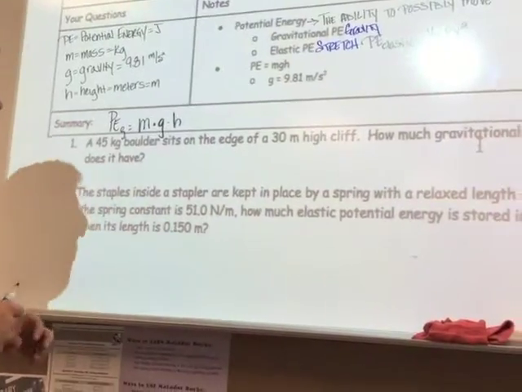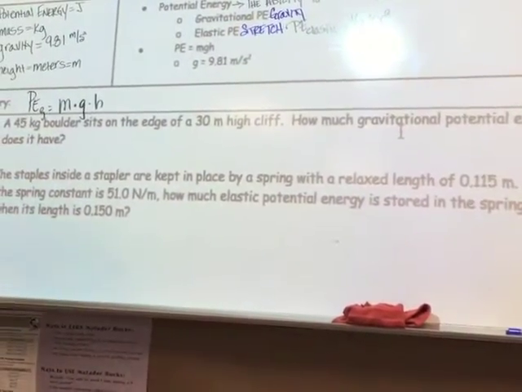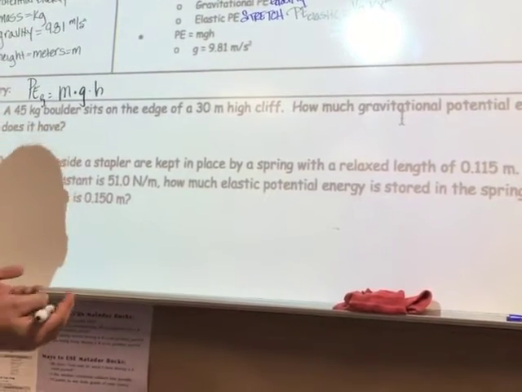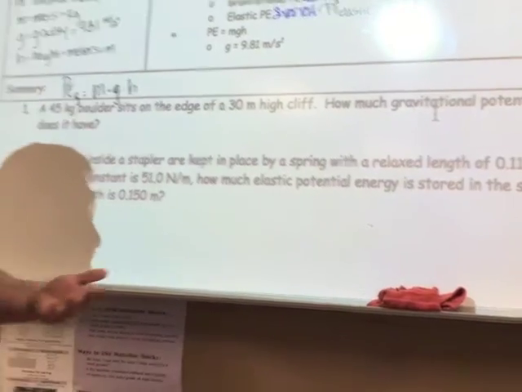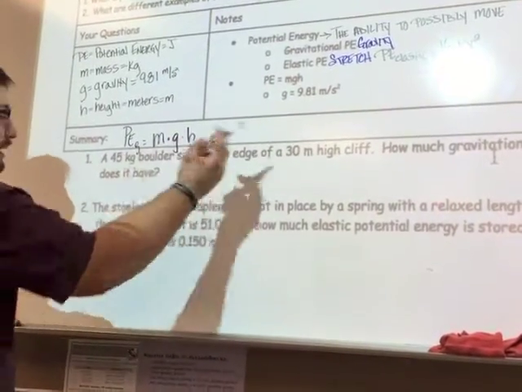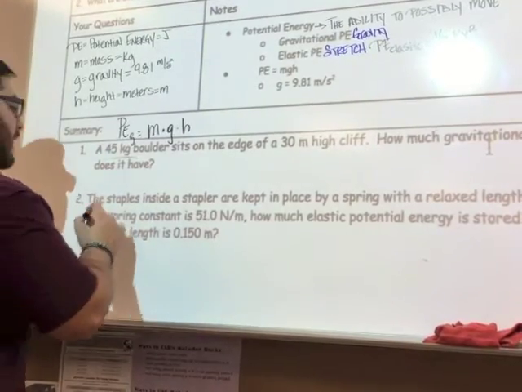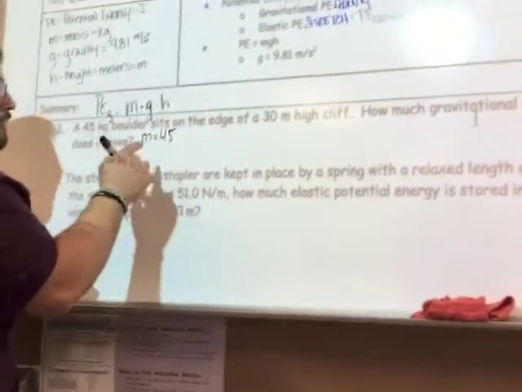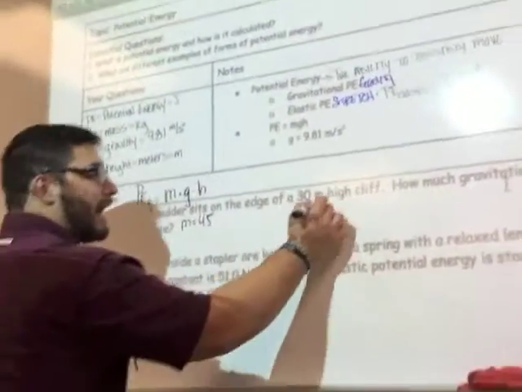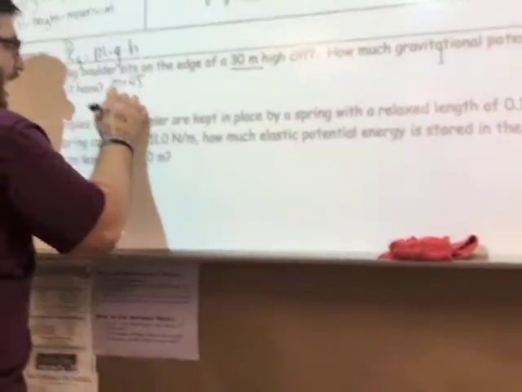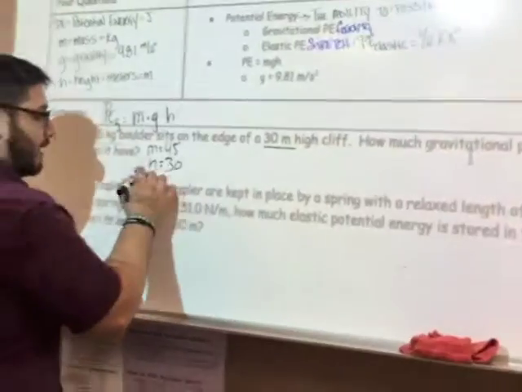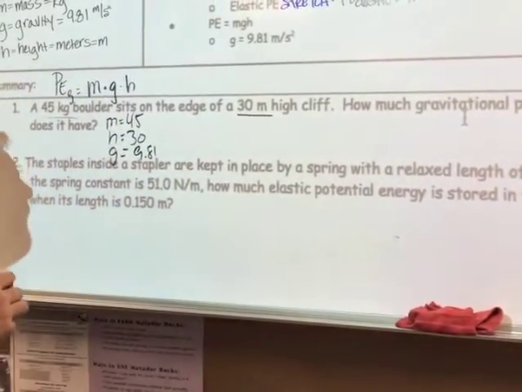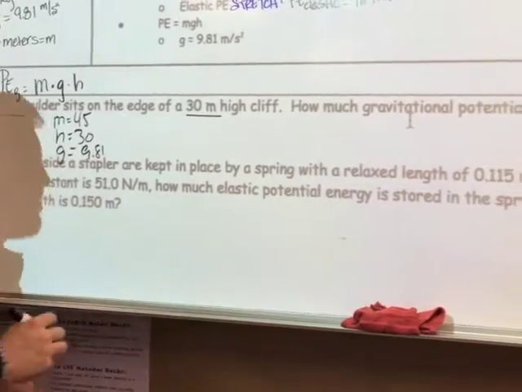So let's look at number one first. Number one here says a 45 kilogram boulder sits on the edge of a 30-meter high cliff. How much gravitational potential energy does it have? Fun stuff. Let's check it out. Let's pull out the information first. 45 kilograms, well, kilograms, we know that's going to be mass. So mass is going to equal 45. Boulder sits on the edge of a 30-meter high cliff. Height, meters. That's going to be height. So that's going to be 30. And we know that gravity pulls at a constant 9.81 meters per second squared.